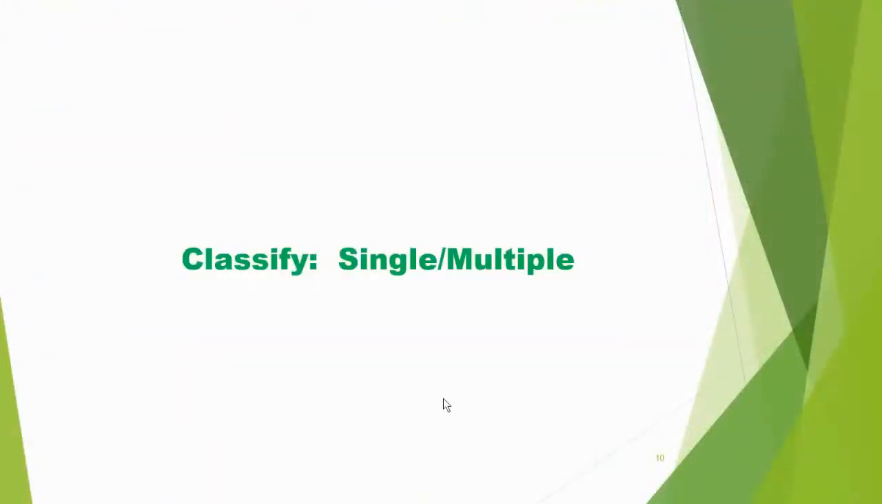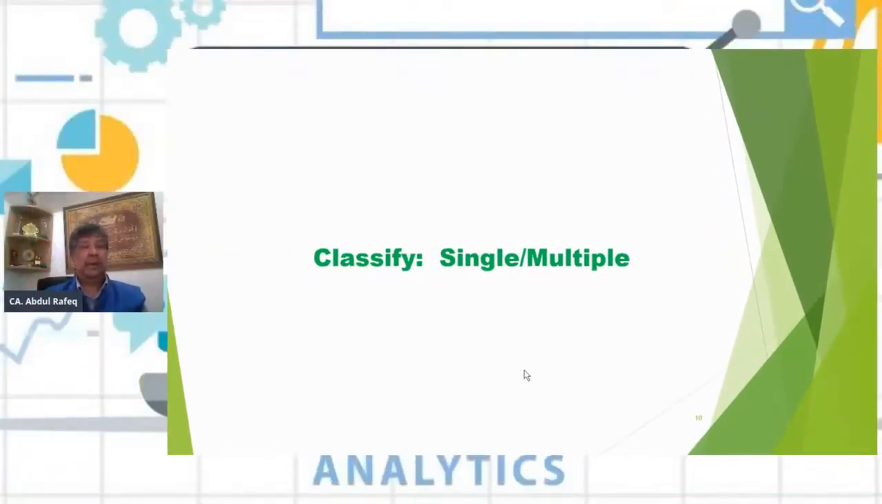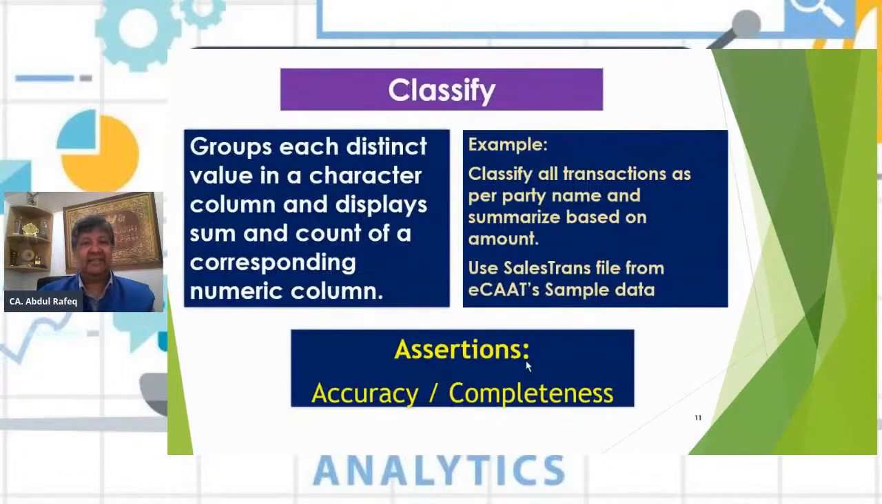Next, let's go to the classify. This is similar to the pivot table function, which most of you use. I'll show you how different it is from the pivot table. Let's understand what this classify function means. It groups each distinct value in a character column and displays the sum and count of a corresponding numeric column. For example, if I got the sales data, I can summarize it as per the name of the customer, or as per the product code.